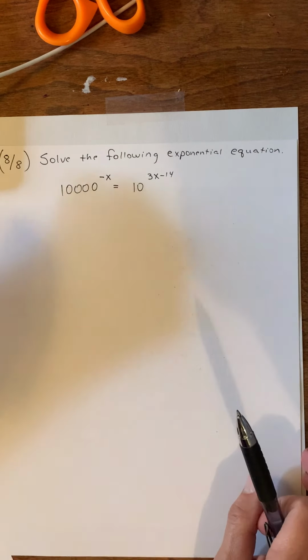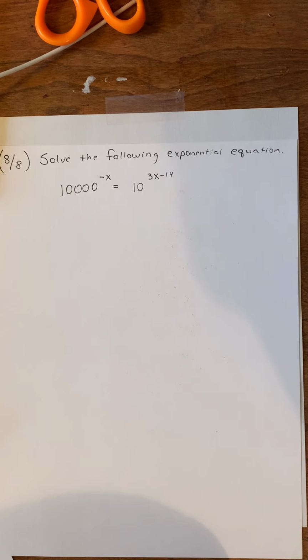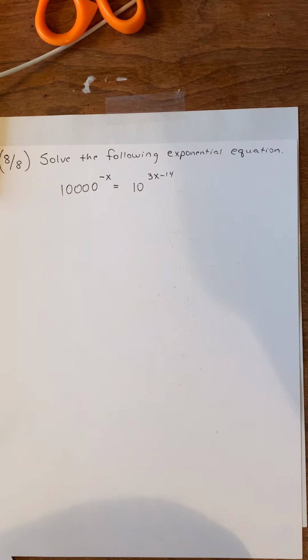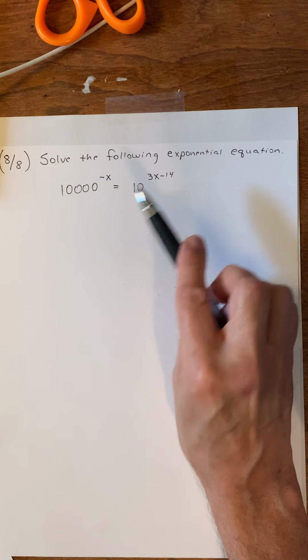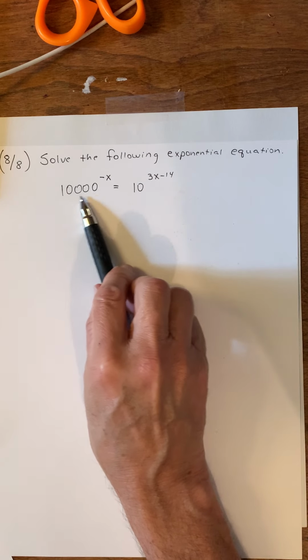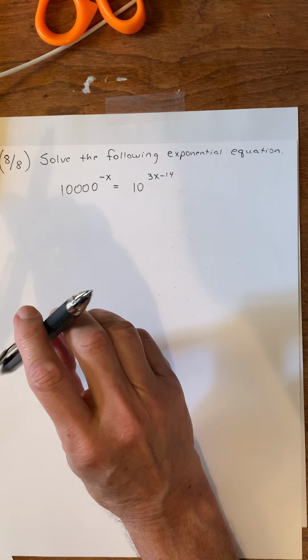All right, one more to go. This fella right here. Solve the following exponential equation. I obviously do not have the same base yet, but what base do you think you're going to work toward? If you guessed 10, you would be correct. This one's already in 10 to some power. Leave it alone. Can I change 1,000 to 10 to some power?